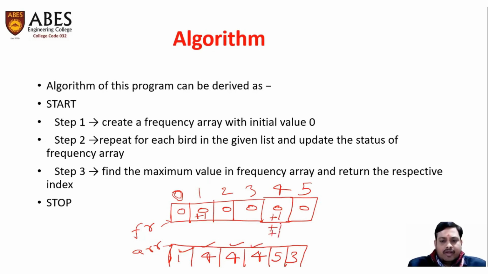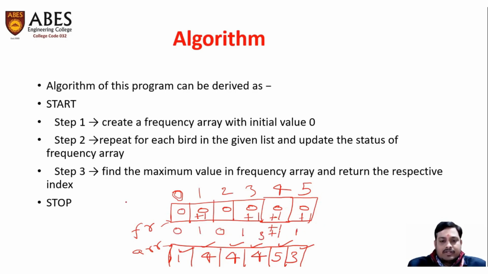Again, we have 4. So what we'll do, every time we encounter a value, we will go to that index and increase that value by 1. After that, we have encountered 5 and we will move to the 5 index and increase the value by 1. In the last, we have 3, we'll move to the 3 index and increase the value by 1. So after encountering all the values given in the array, we have the final status as 0, 1, 0, 1, 3 and 1.